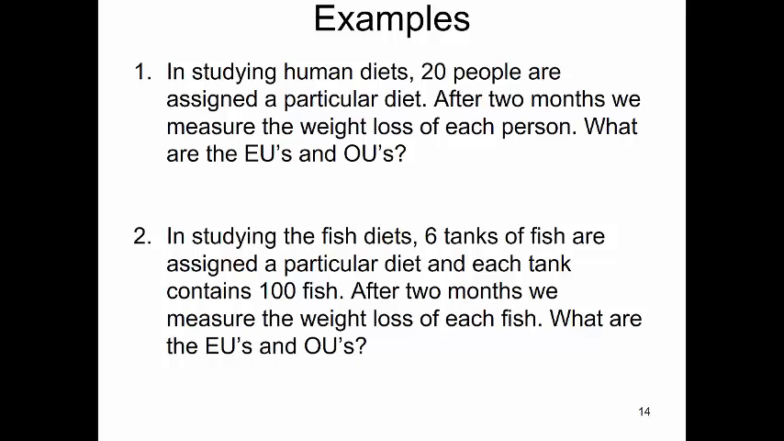So let's think about that, and let's move on to some other examples. If you're studying human diets, 20 people are assigned a particular diet. After 2 months, we measure the weight loss of each person. What are the EUs and the OUs? So for this one, with the 20 people, we're going to randomly assign the particular diet that you're going to receive. So again, your EU here, what do we assign our treatment to? Our treatment factor is the different diets. Then our EU is going to be the people, right? And our OU is also going to be the people.